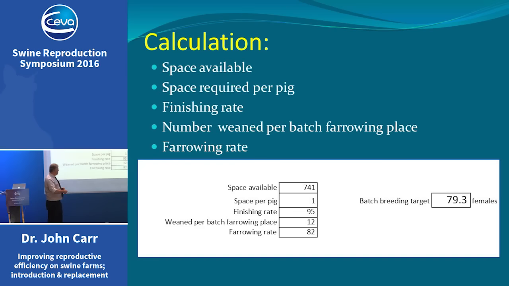So I have on this farm, it's an imaginary farm, 741 square meters of finishing space. I have one meter per pig. I'm going to lose 5% of the pigs. Now, if you notice, I don't use the word post-weaning mortality.